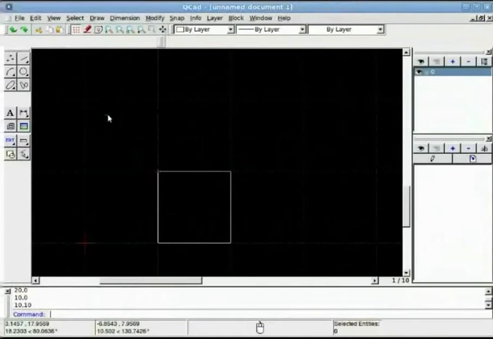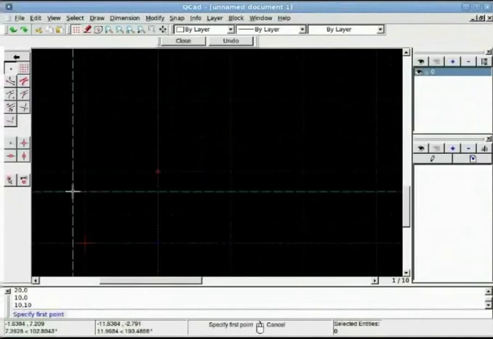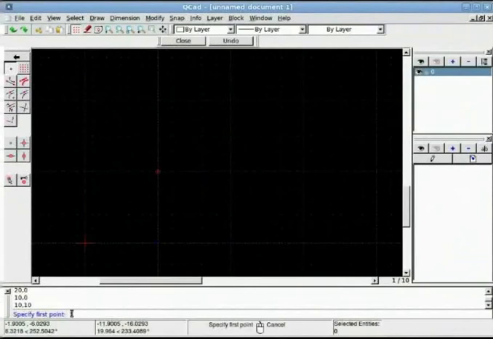Let us try drawing this previously drawn square using the relative coordinate system. Let me clear my drawing. Go back to the line tool, line with 2 points. To specify the first point at the command prompt, enter 10, 10. Again x and y axis. It is going to put a point at the 10, 10 distance.